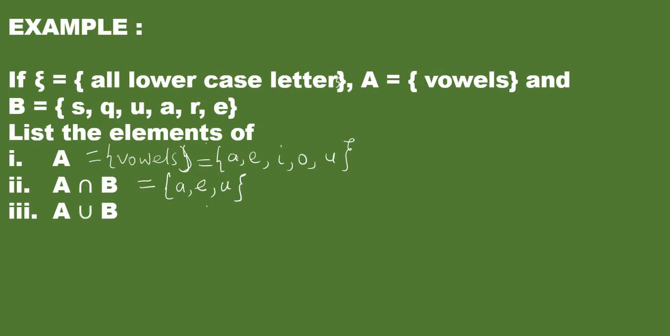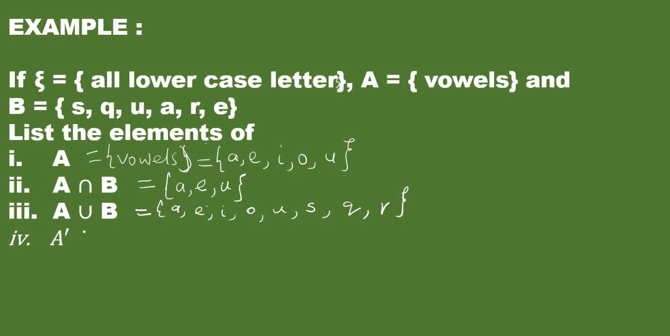Next, I have A union B. How I do this is I'll first of all list out the elements in A. So I have A, E, I, O, U. These are elements in A. Then I'll go to B, and the ones that are not already here, I'll have them listed out. So I have S, Q, and R. So this is A union B. Is that clear?